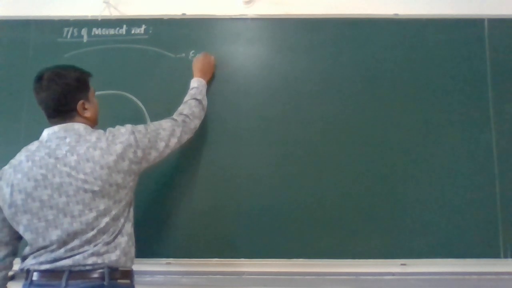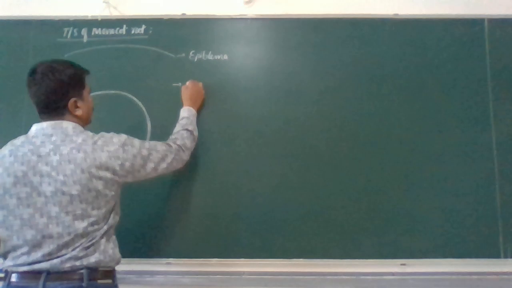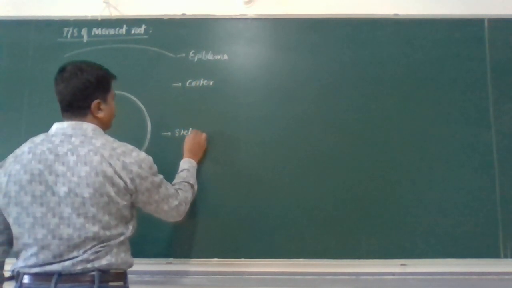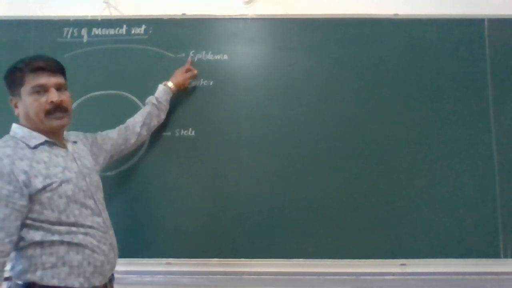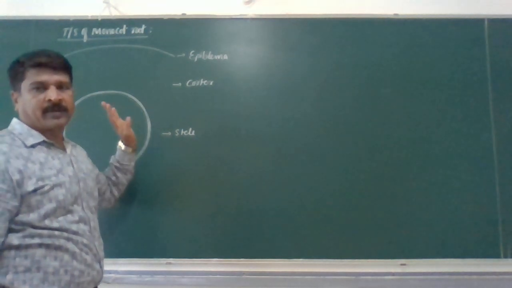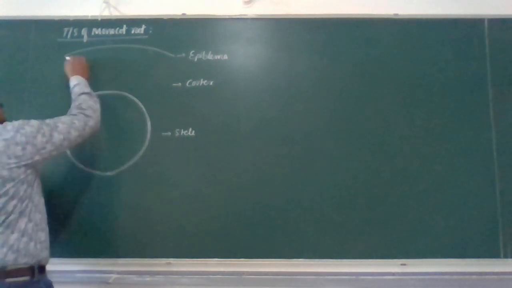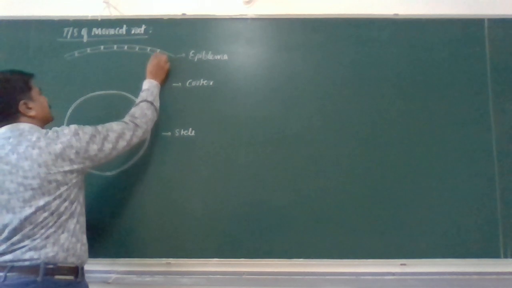Namely epiblemma, exactly similar to the dicot root only, cortex and stele. The TS of monocot root shows epiblemma, cortex, and stele. As I said, exactly similar to the dicot root only. Epiblemma is exactly similar to the dicot root.